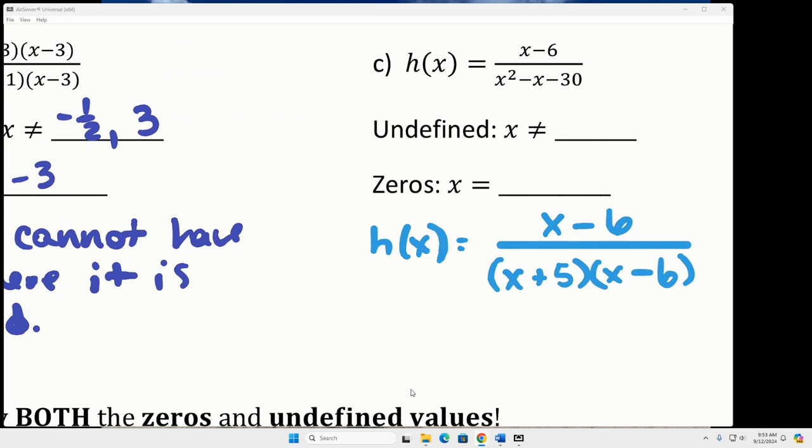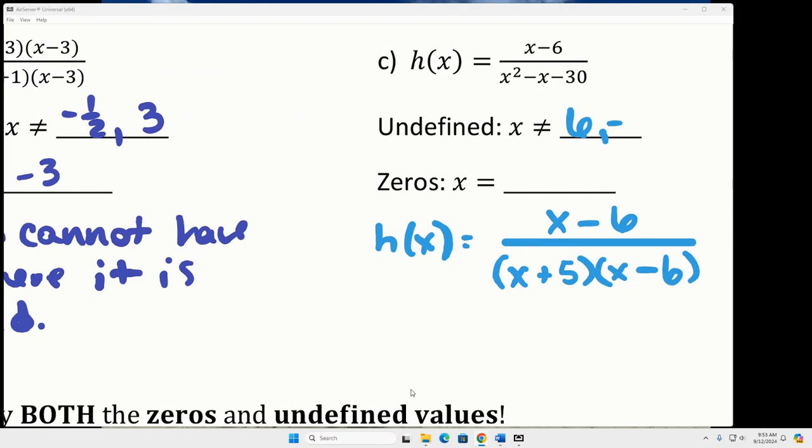All right, so what can x not equal? 6. Good. What about zeros? There's not any. Good. It doesn't have to be a 0. There doesn't have to be a number that makes the function equal to 0. So there's nothing that you can plug in to make this 0. And that's fine.